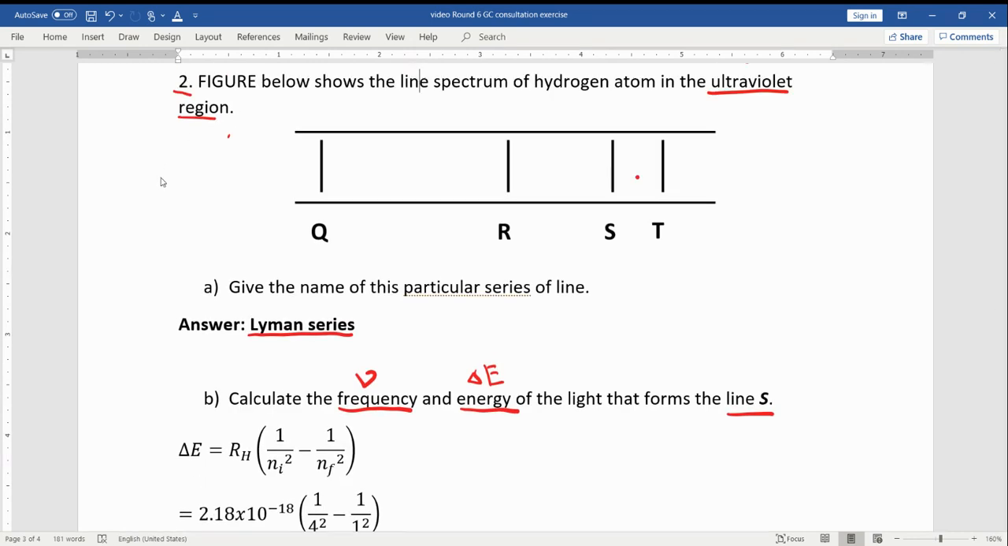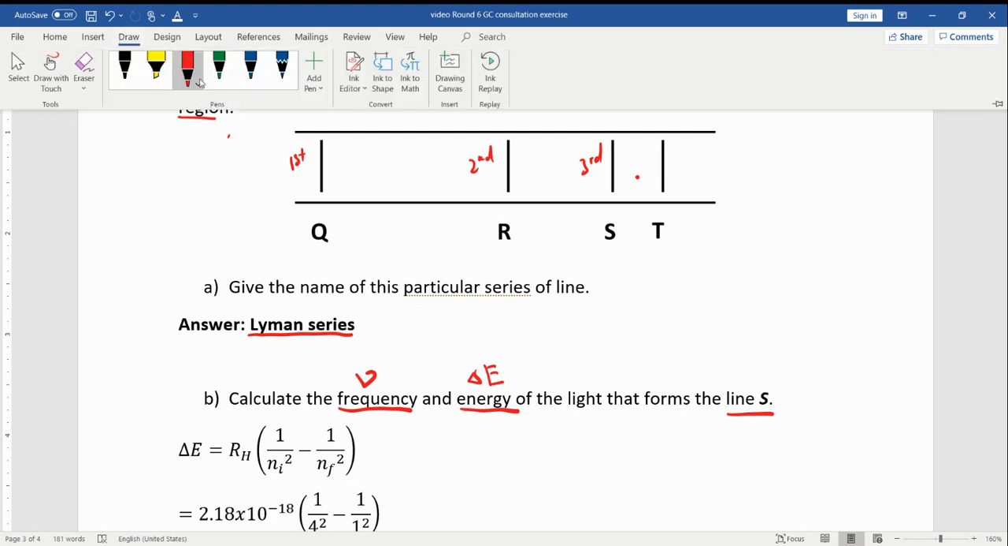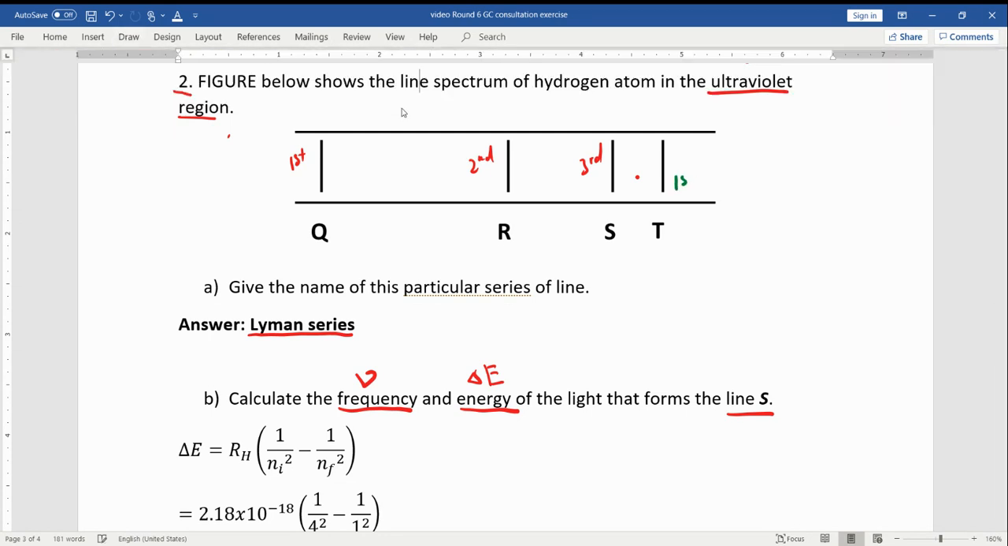Is it first, second, third, or fourth? So S is second or S is third? The answer is that S is the third line. Why? Always look for the largest distance. Between Q and T, Q has the largest distance here. So Q is the first line.